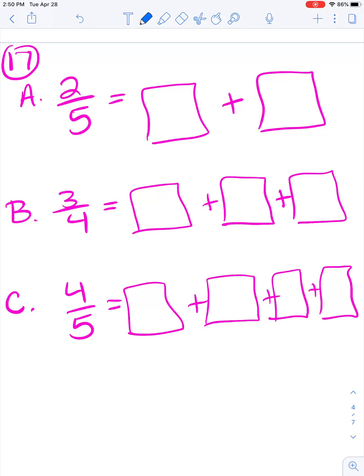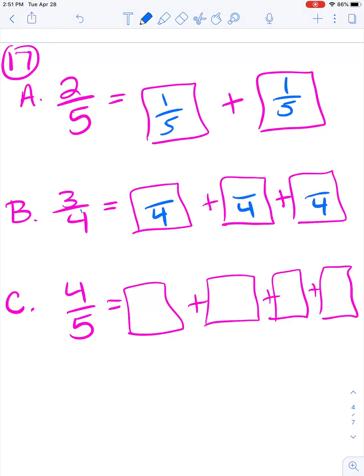All right, here we are going to be making addition with fractions to equal each number. So we need to equal 2/5. We have 2 spots. So I know my denominator is going to be the same. Well, what plus what equals 2? 1 plus 1 equals 2.